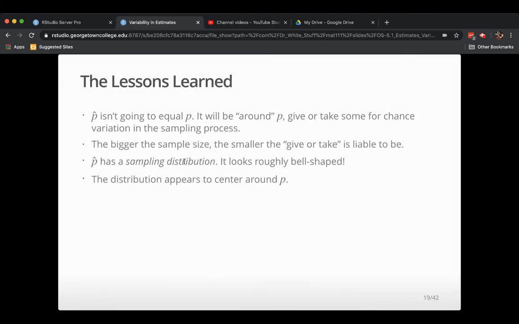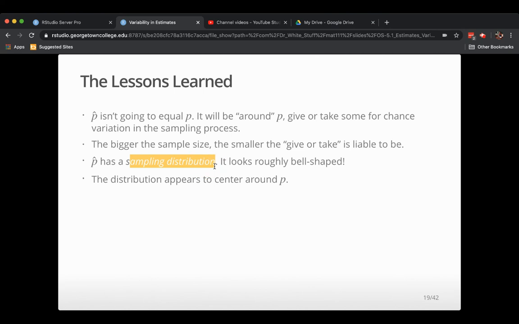So let's review the lessons you learned by playing around with that little app. Your sample proportion p hat isn't necessarily going to ever be equal to the population proportion p, but it is going to be around the population proportion, give or take some for chance variation in the sampling process. Okay? And the other thing that we noticed is when the sample size was bigger, the give or take was smaller. And we also noticed that p hat definitely has a sampling distribution.